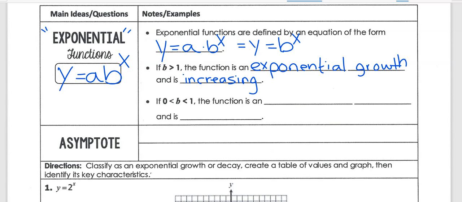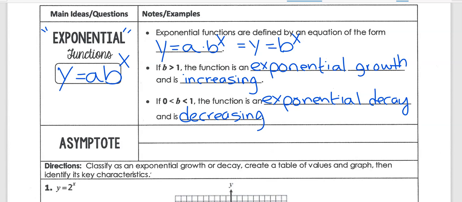And if the b number that's attached to the x exponent is something smaller than 1, like a fraction, then we have what's called exponential decay. It's the opposite of growth: we have a decreasing function. Once again, this will become obvious with our examples, so go ahead and write that down.